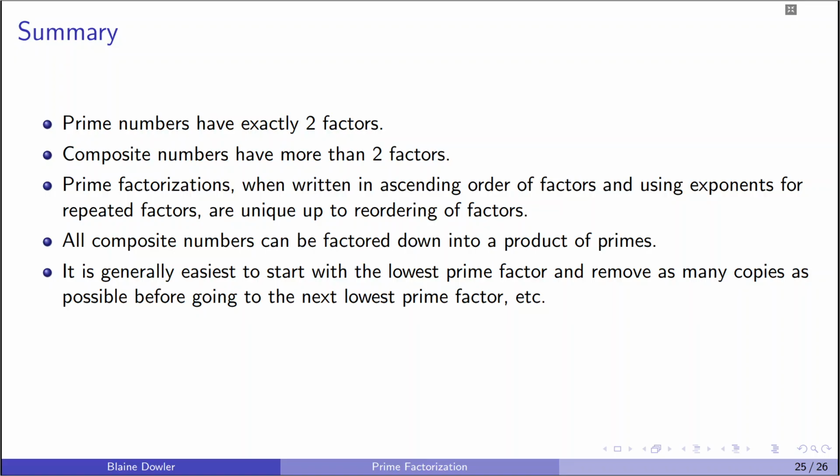It is generally easiest to start with the lowest prime factor and remove as many copies as possible before going to the next lowest prime factor. So start by pulling out the 2's, then pull out the 3's, then pull out the 5's, the 7's, the 11's, the 13's, the 17's, 19's. 23 would be next. Keep chipping away at it, and most of the numbers that we give you as in-class examples, going up to 11 is going to cover the whole thing.